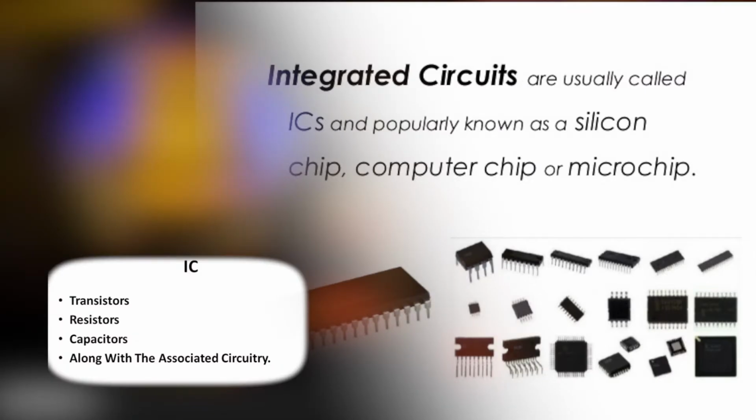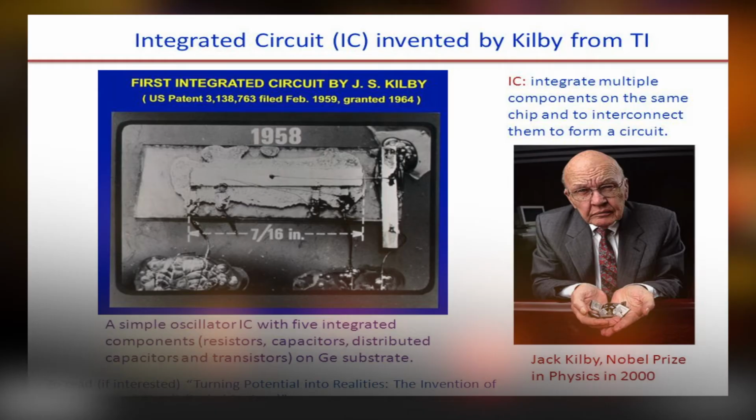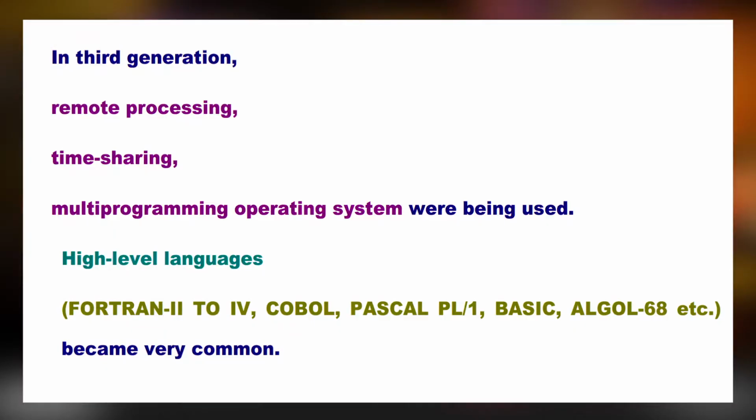A single integrated circuit has many transistors, resistors and capacitors along with the associated circuitry. The IC was invented by Jack Kilby of IBM. This development made computers smaller in size, reliable and efficient. In the third generation, remote processing, time sharing, multi-programming operating systems were being used. High level languages like Fortran 2, 2.4, COBOL, Pascal, PL1, BASIC, ALGOL 68 etc. became very common.